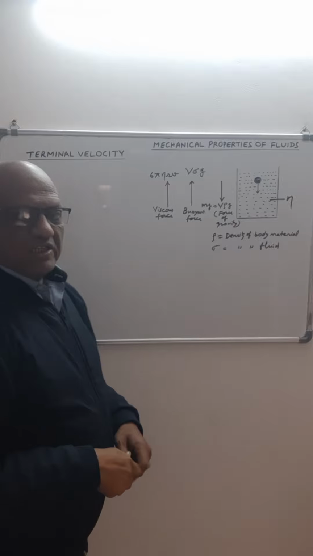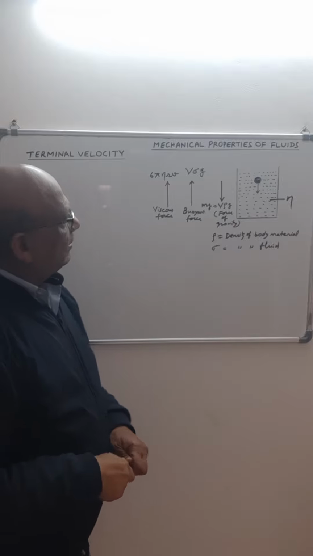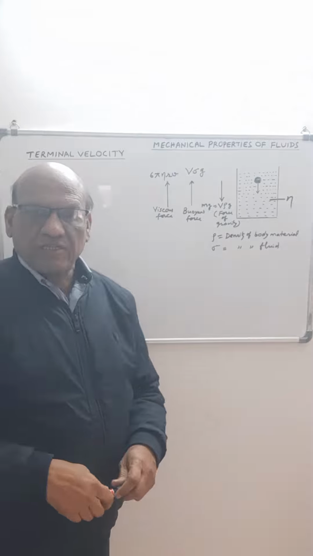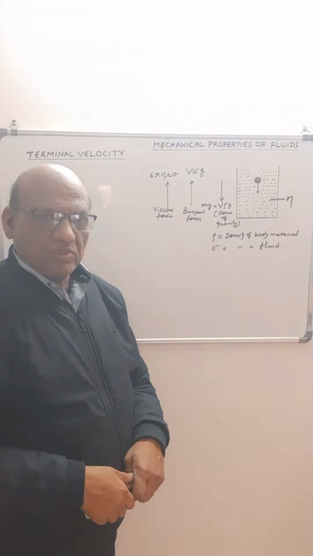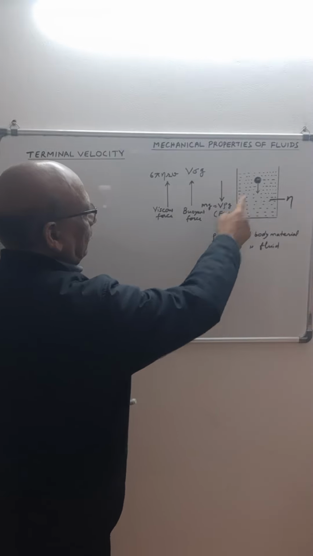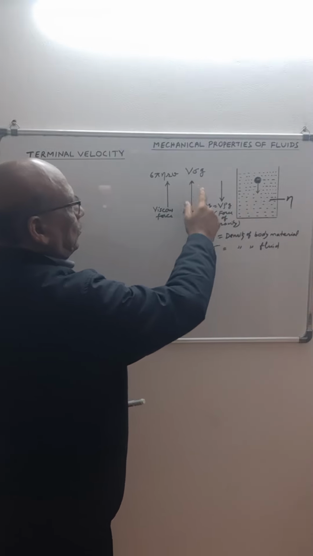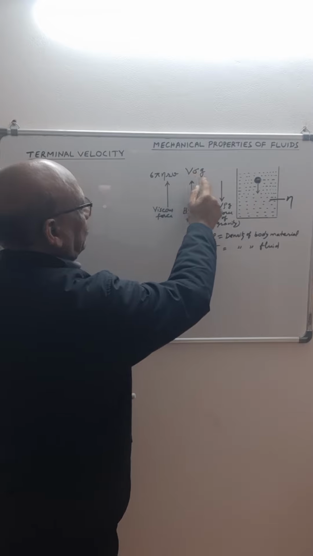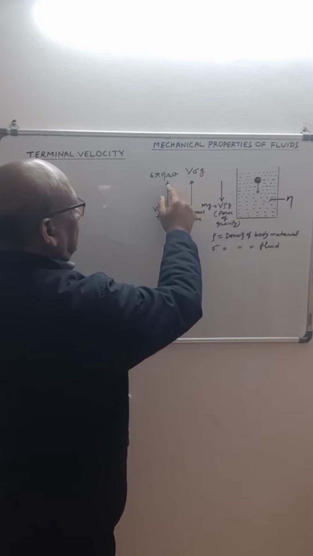So today we will discuss what is meant by terminal velocity of a body falling in a viscous medium. Whenever a body starts falling in a viscous medium, three forces are acting on the body. Number one is the force of gravity, that is equal to the weight of the body, and second is the buoyant force, which is equal to volume of body multiplied by density of the fluid into g, and the third is the viscous force. This is 6 pi eta rv.